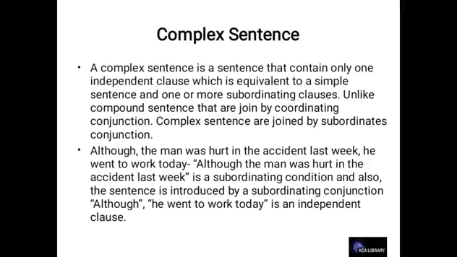So the explanation is that when we look at this sentence, although the man was hurt in the accident last week, he went to work today, although is a subordinating conjunction which introduces the subordinate clause. Although the man was hurt in the accident last week is a dependent or subordinate clause, while he went to work today is an independent or main clause.